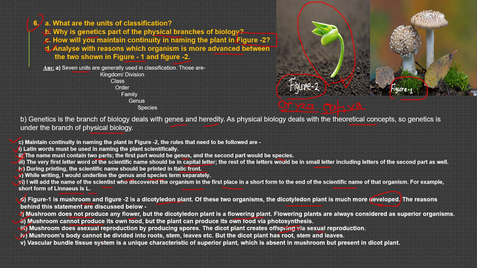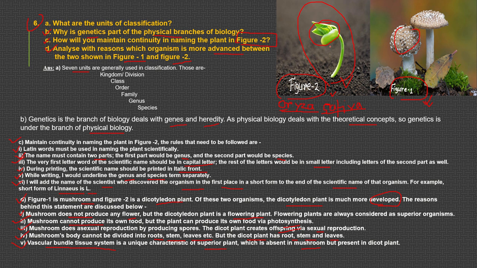The mushroom's body cannot be divided into root, stem and leaves, but the dicotyledon plant has root, stem, and leaves. The vascular bundle tissue system is a unique characteristic of superior plants, which is absent in the mushroom but present in the dicotyledon. The mushroom has other separate characteristics: it is saprophytic, which means it feeds on dead matter. It doesn't make food. It is not green in color, but this plant is a green plant.